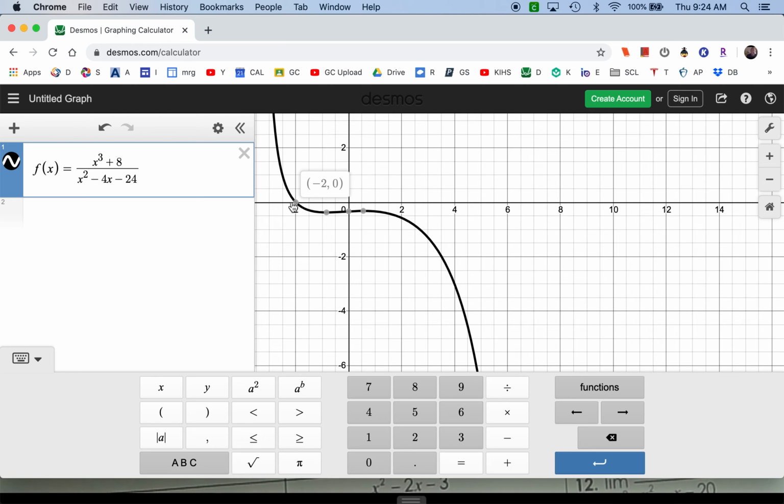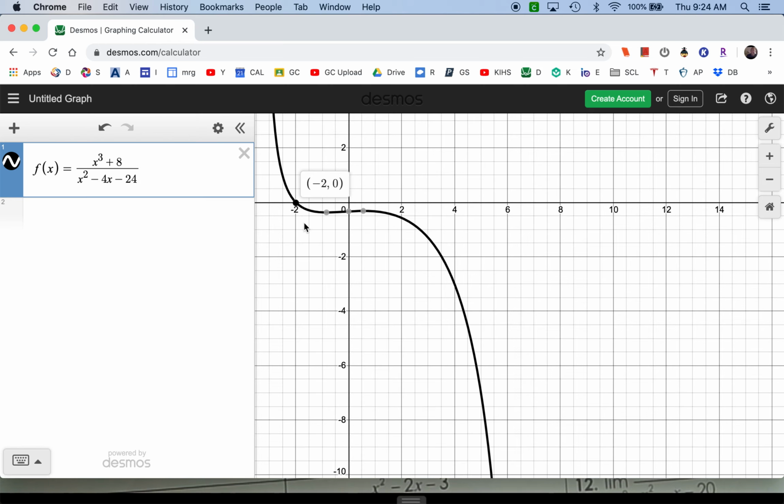So as x approaches -2, on the graph you can see the y value there at -2 is 0. There are no asymptotes, no holes, no jumps, no oscillation. That's the answer. It's the y value there. So the answer there is 0.